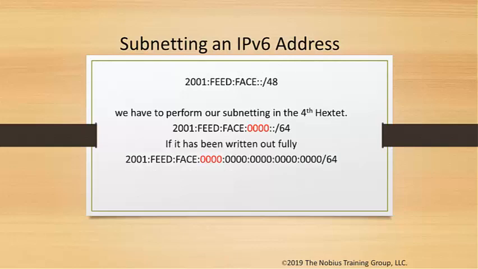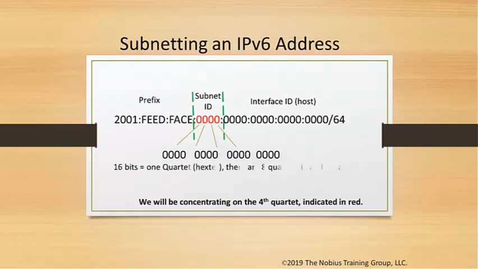It's written out fully. It's 2001:feed:face:0000:0000:0000:0000:0000 /64. We're going to be working in that fourth hextet. 16 bits is one quartet, or as I call it, a hextet. There are 8 quartets in an IPv6 address. We'll be concentrating on the fourth quartet, or hextet as you'll hear me say, which is indicated in red.